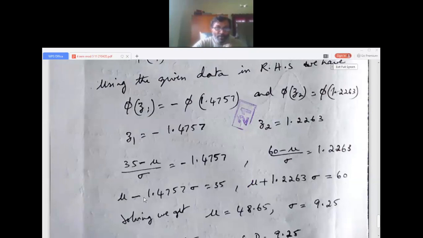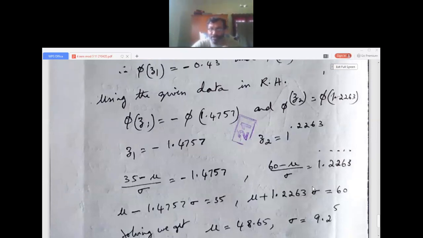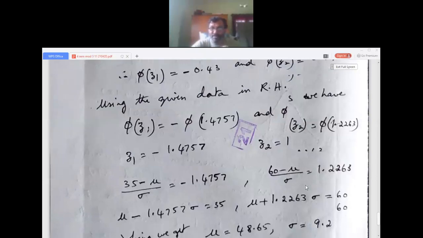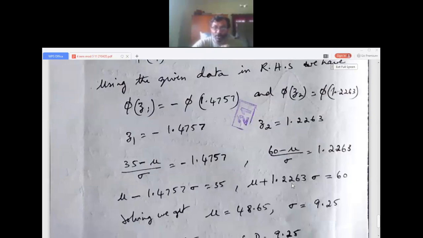So mu minus 1.4757 into sigma equals 35, and mu plus 1.2263 into sigma equals 60. I hope it is clear, because here it will be minus 1.4757 sigma. Take mu to the other side and keep only the constant on one side. So it will be a simple calculation. Mu minus 1.4757 sigma equals 35. Same way here, cross multiply and keep the constant on one side: 60 equals mu plus 1.2263 into sigma.